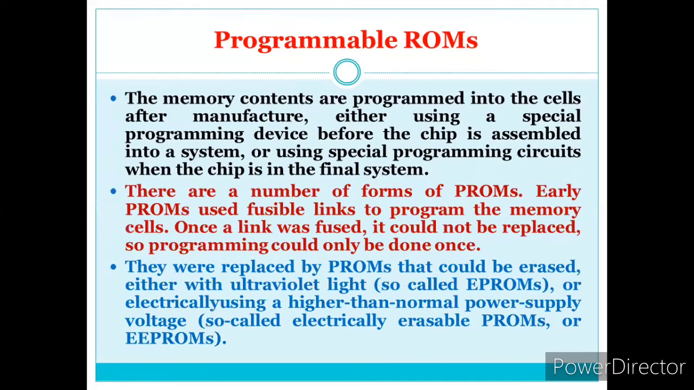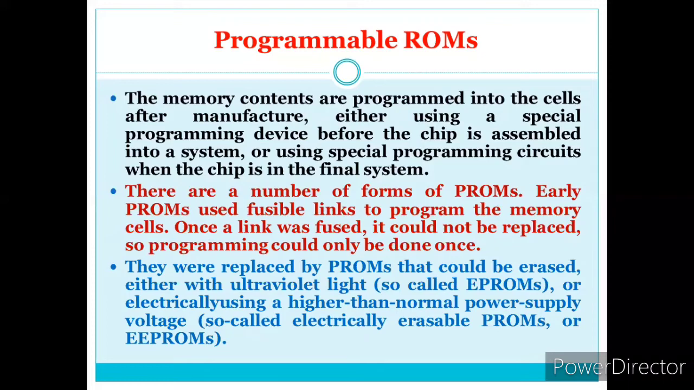The memory contents are programmed into the cells after manufacture, either using a special programming device before the chip is assembled into the system, or by a special programming circuit when the chip is in the final system. So the possible ways of programming the cells are either before assembling into the circuit, or after assembling into the final system, using a special programming circuit to program that particular chip.